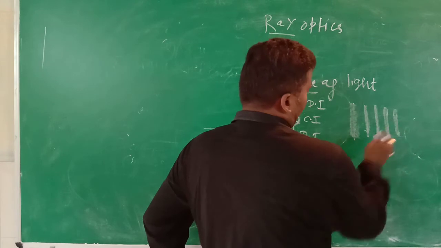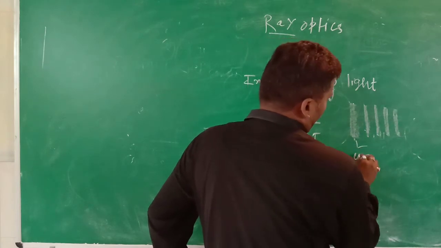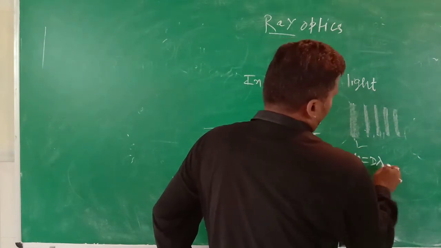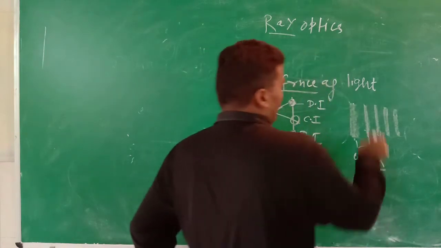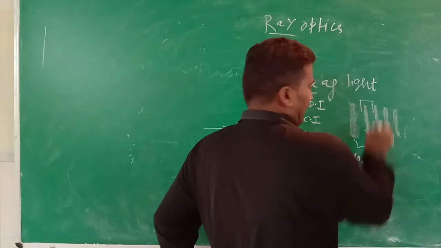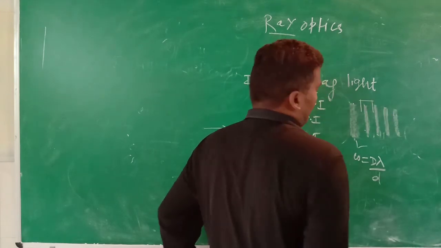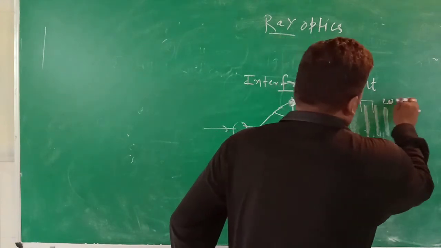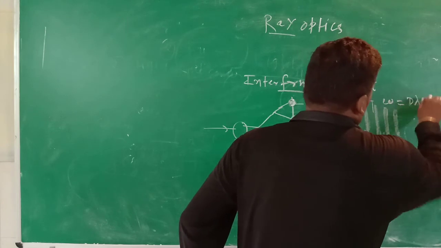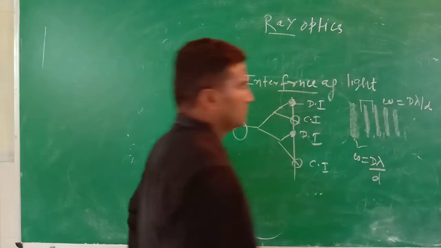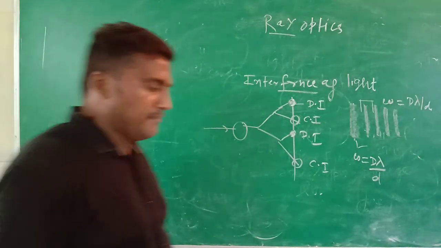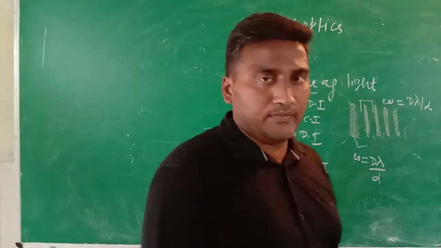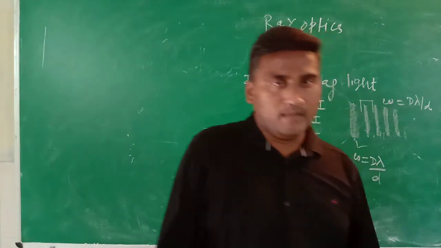The dark line is known as destructive interference, and it will be represented by the fringe width W equal to d lambda by d. The bright line, or gap between two bright lines, is known as constructive interference or fringe breadth. In our daily life, there are many examples of the interference of light, like the soap bubble.